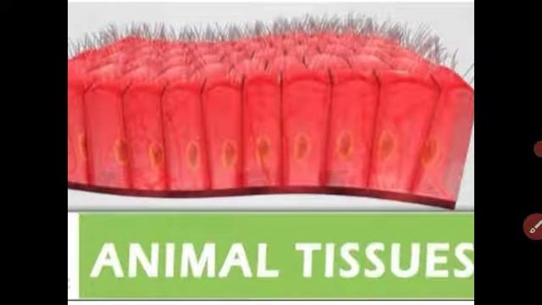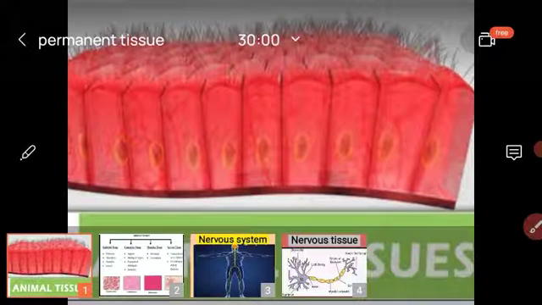This video is the continuation of our animal tissue videos. In the previous classes, we have already seen the types of animal tissue. In this video, we are going to study the last type of animal tissue, nervous tissue. This is the last point of this lesson. Let us move towards today's lecture.